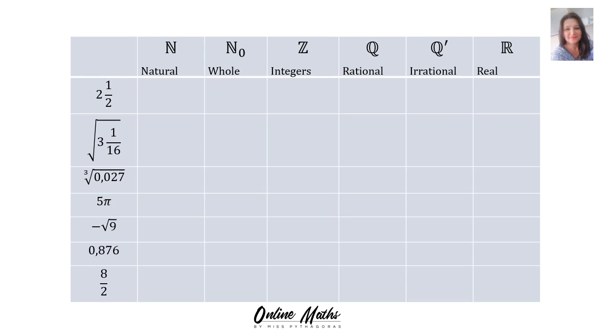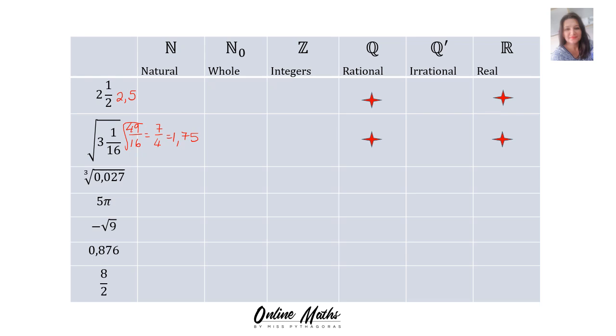Let's complete this table and see where the numbers fit in. The first one is 2.5, which we can write as 2,5, and that one is a rational number and a real number. The next one, root 3 and a 16th, can be written as 49 over 16, and then it's still the square root of that, which is 7 over 4, which is 1,75. So that number is rational and real.